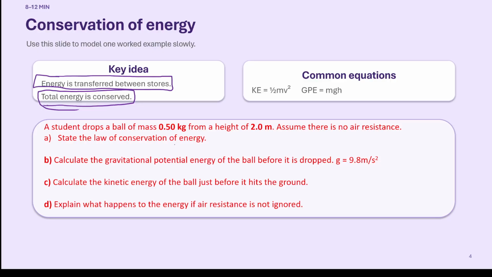Okay, let's just do one question. A student drops a ball of mass 0.5 kg from a height of 2 meters. So now it is at a height of 2 meters. What energy does it have? It has mgh. Assume there is no resistance, so we are assuming that there are no losses here. State the law of conservation of energy. Energy is transferred, is not lost. That is the law of conservation of energy: energy is transferred between stores.